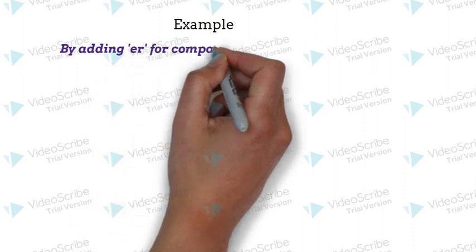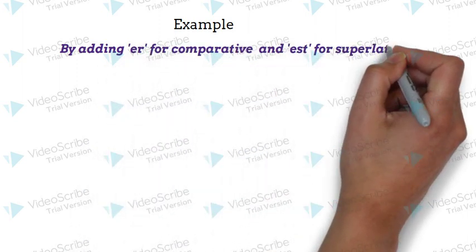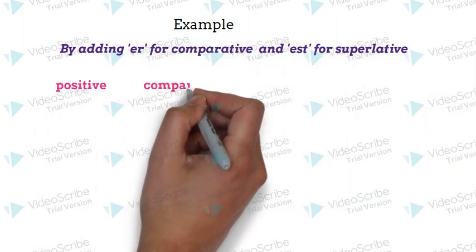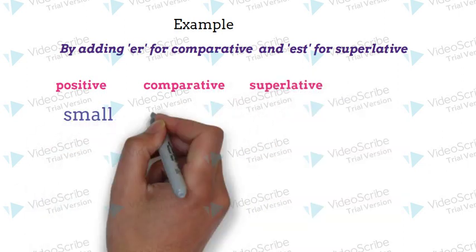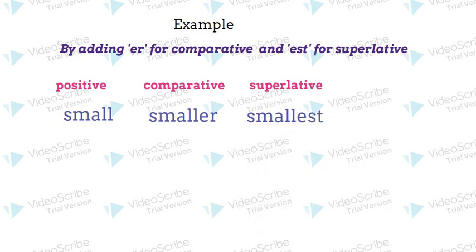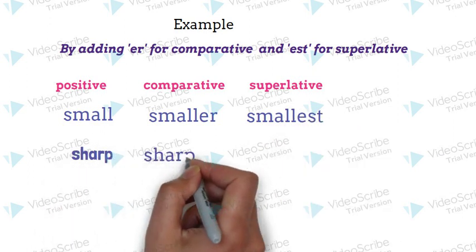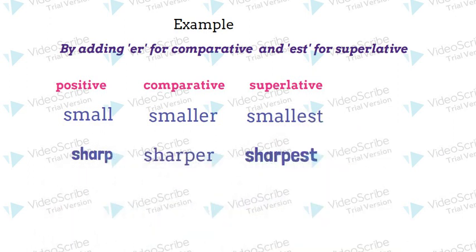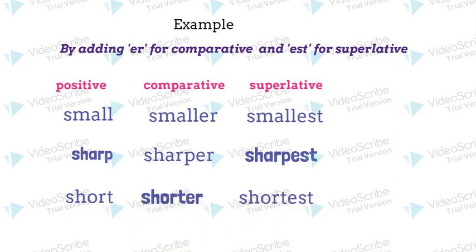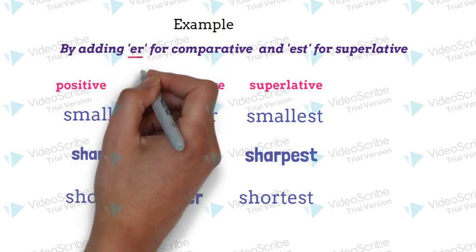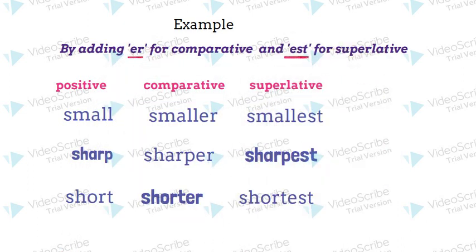Let's see some examples now. By adding ER for comparative and EST for superlative at the end of the positive degree. Small, smaller, smallest. Sharp, sharper, sharpest. Short, shorter, shortest. Note the characters ER and EST at the end of comparative and superlative degrees.